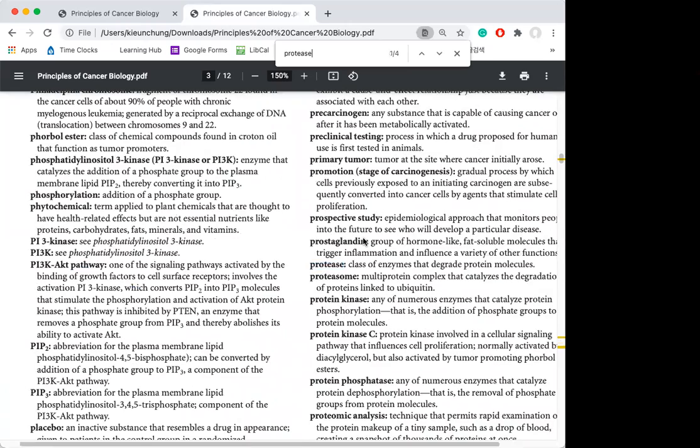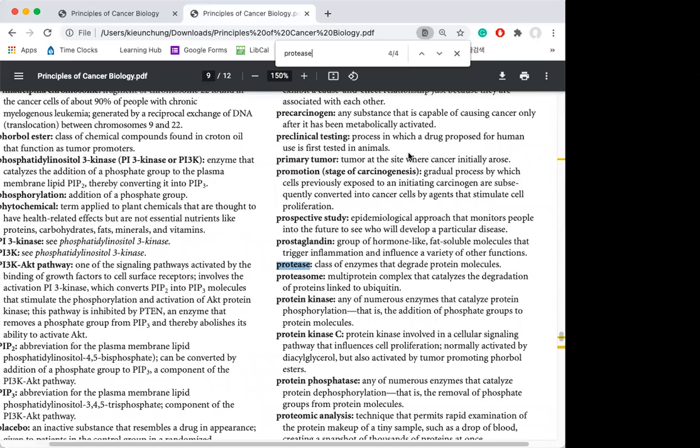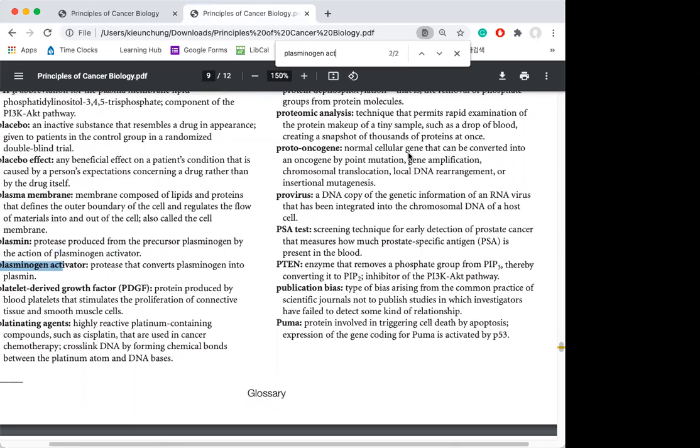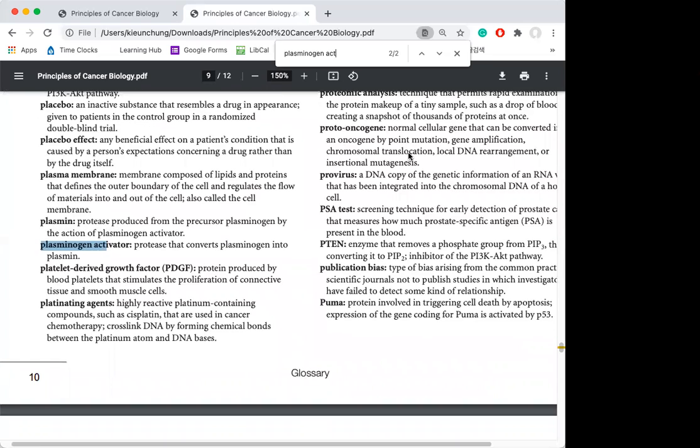Protease. Class of enzyme that degrades protein molecules. Plasminogen activator. Protease that converts plasminogen into plasmin. Plasmin. Protease produced from the precursor plasminogen by action of plasminogen activator.